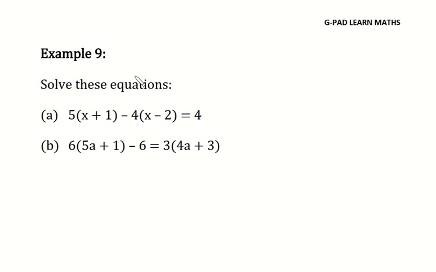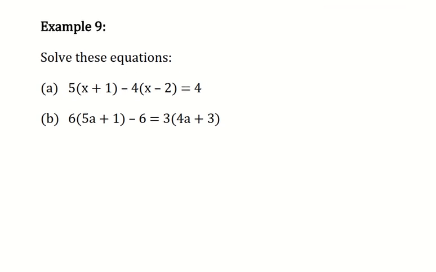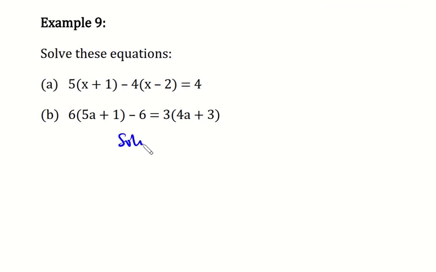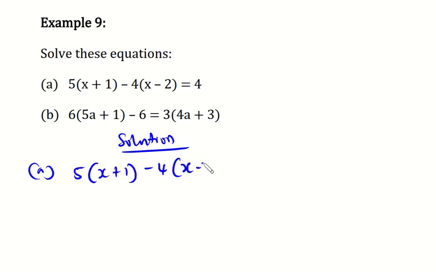This is example 9. It says solve these equations. The first one is 5 bracket x plus 1 minus 4 bracket x minus 2 bracket close is equal to 4. Now this is slightly different from what we have done before because of this minus here. See the minus. So let's solve the first one.